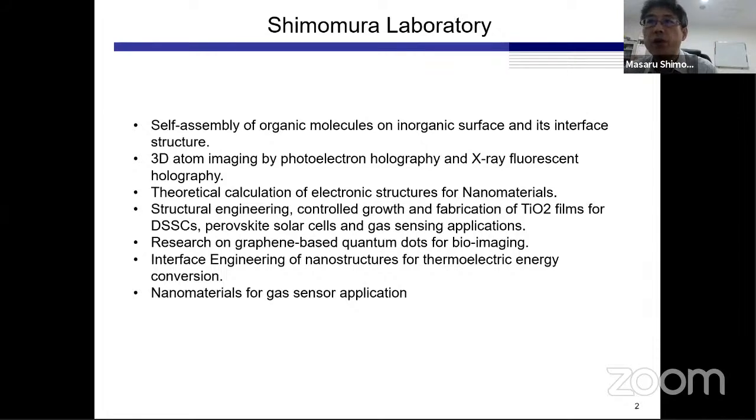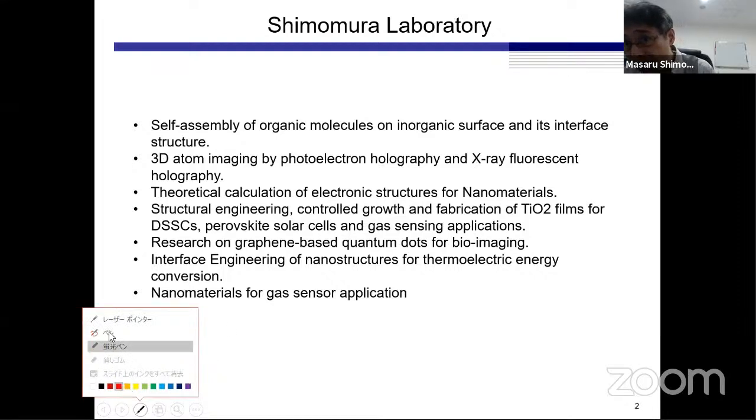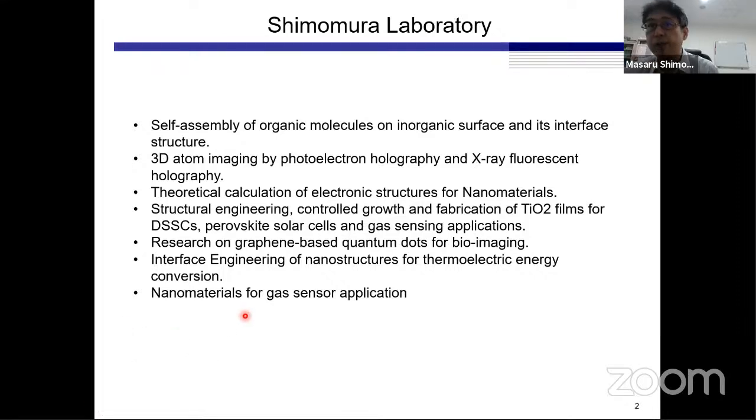And interface engineering of nanostructures for thermoelectric energy conversion. And the last one is nanomaterials for gas sensor applications. So very widely spread researches are listed in this slide. But the point is my research always includes the surface and also the interface structures, but in atomic scale. That is the key topic of my laboratory research.